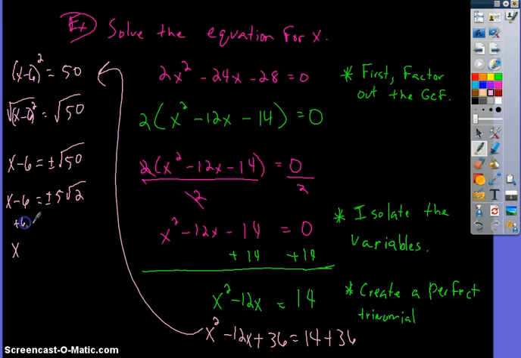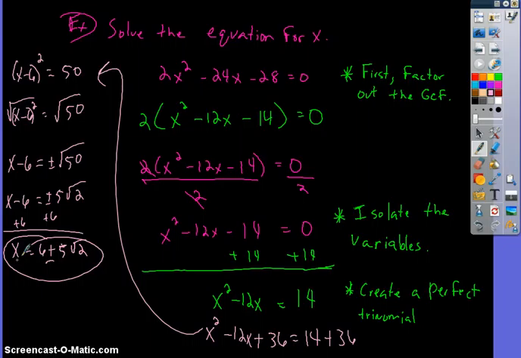I can add 6 to both sides, giving me x equals 6 plus or minus 5 square root of 2. And this would be our solution for it. X has to be 6 plus or minus 5 square root of 2. And that's the exact answer. You can check it if you want.